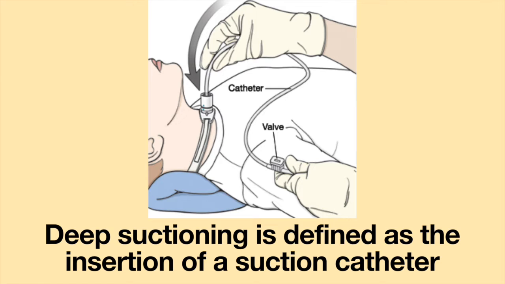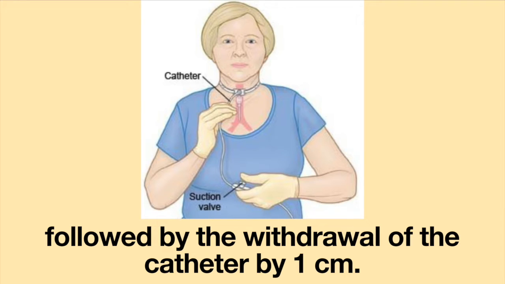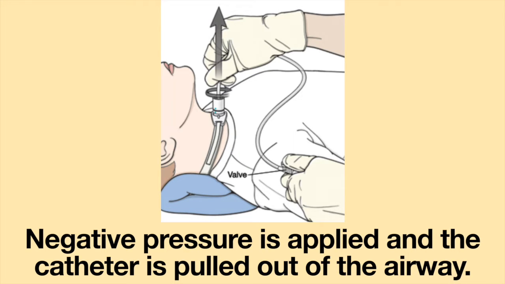Deep suctioning is defined as the insertion of a suction catheter into the airway until resistance is met, followed by the withdrawal of the catheter by 1 centimeter. Negative pressure is applied and the suction catheter is pulled out of the airway.